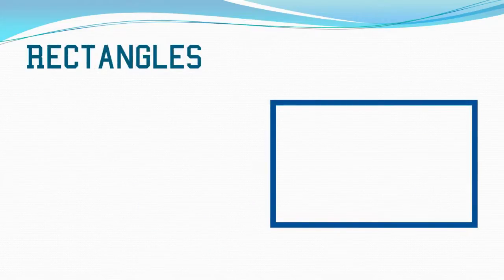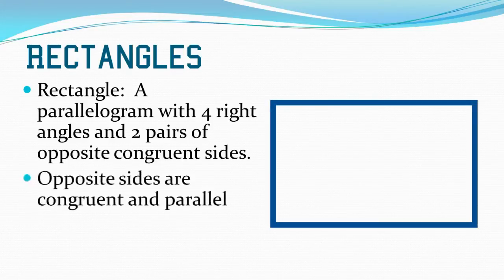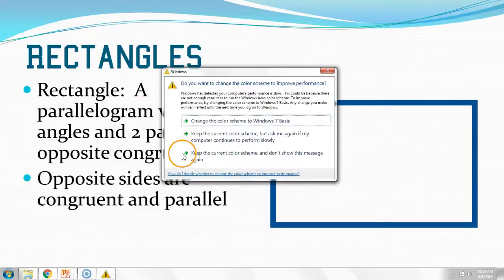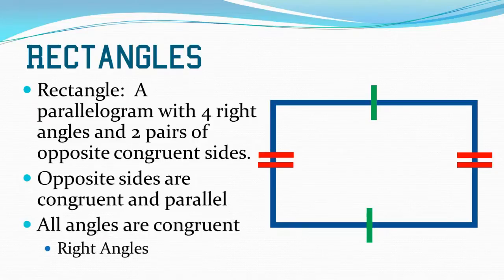Rectangles are a very specific kind of parallelogram. They're parallelograms with four right angles and two pairs of opposite congruent sides, just like all parallelograms. So opposite sides are congruent and parallel. That's no different than parallelograms. But all four angles are congruent. They're the same. So if I take 360 degrees and divide it evenly by 4, I get 90 degrees. These are all right angles. Using these properties, we can help to find missing sides.